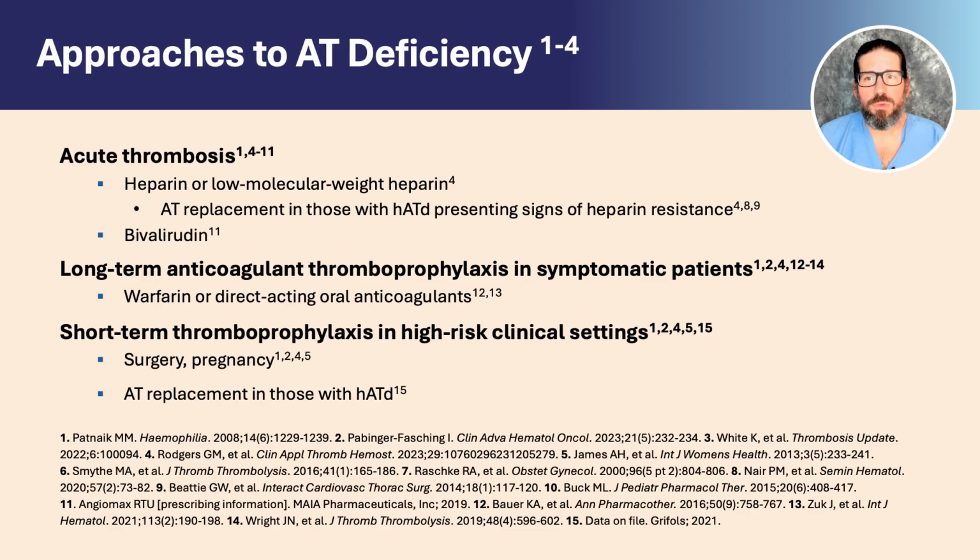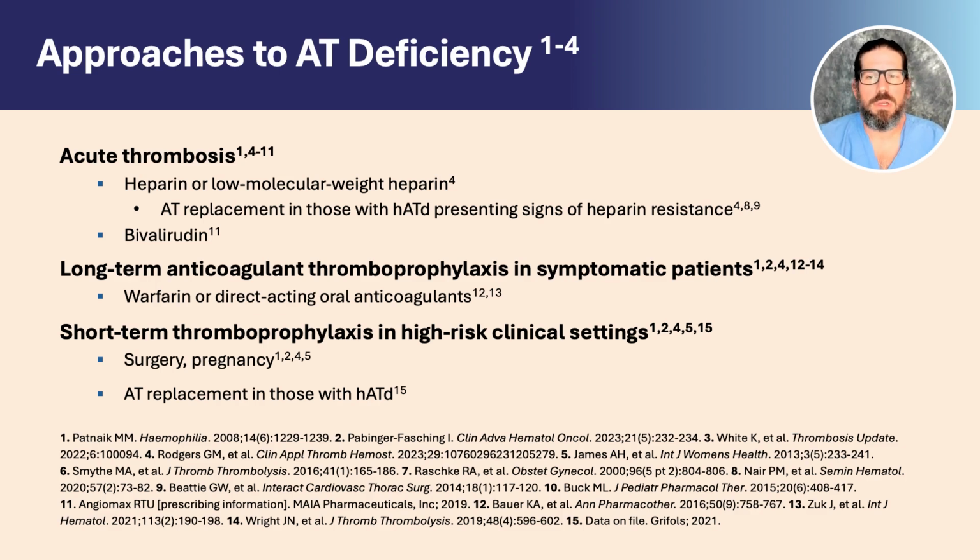For management of acute thrombosis, treatment options include heparin or low molecular weight heparin. Anticoagulation with heparin is dependent upon antithrombin to exert its effects, so special care is required for use of heparin-based products in patients with antithrombin deficiency. Higher heparin doses may be needed to achieve therapeutic anticoagulation in these patients. However, administration of excessive doses may result in bleeding or other complications. In this scenario, patients may require antithrombin replacement in the form of concentrated antithrombin or fresh frozen plasma.